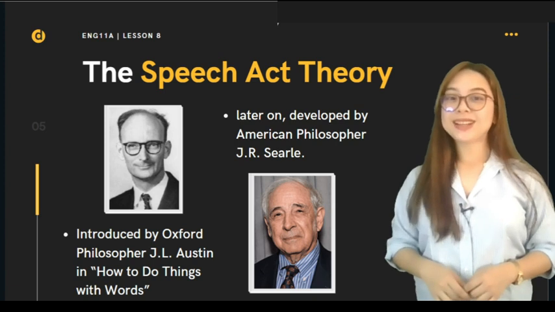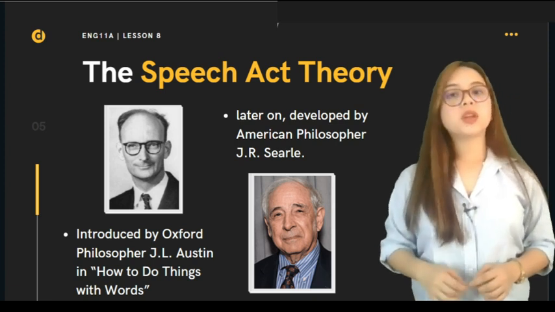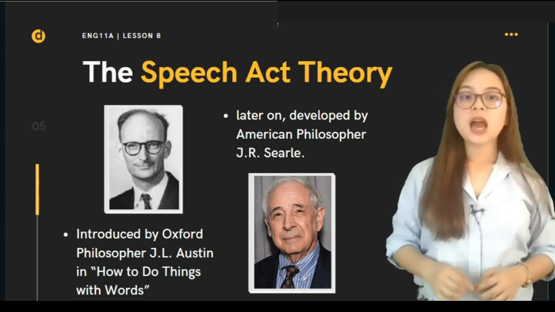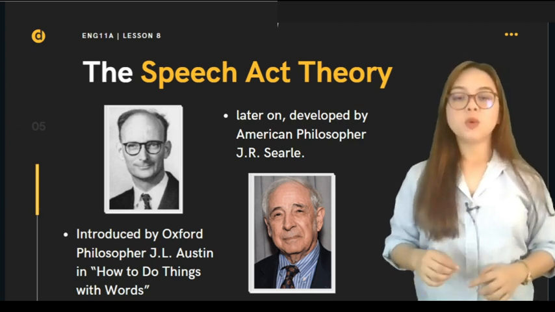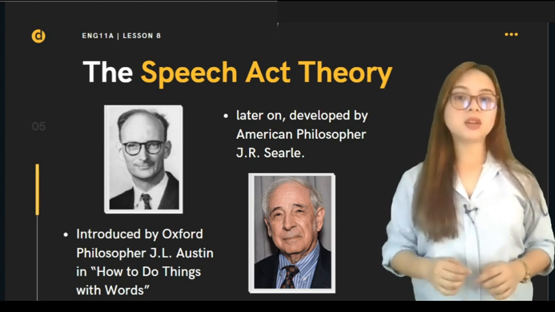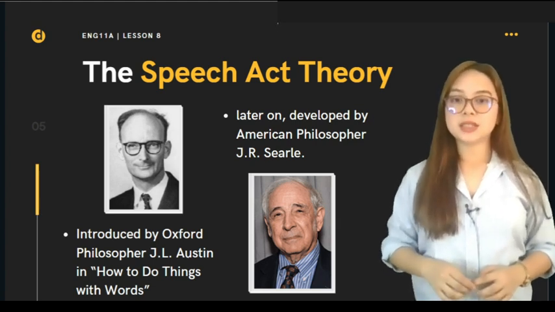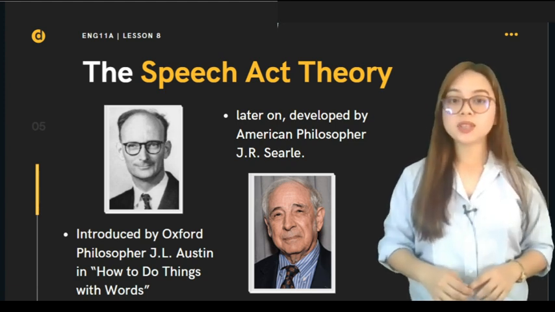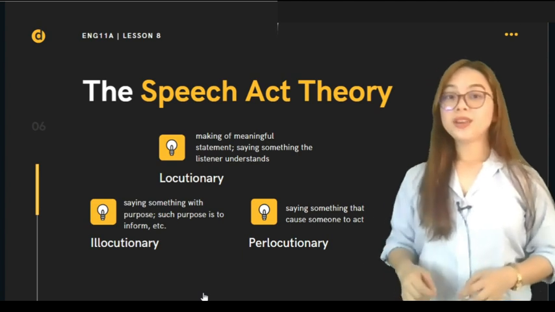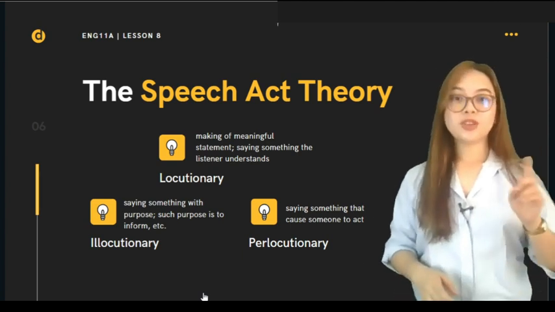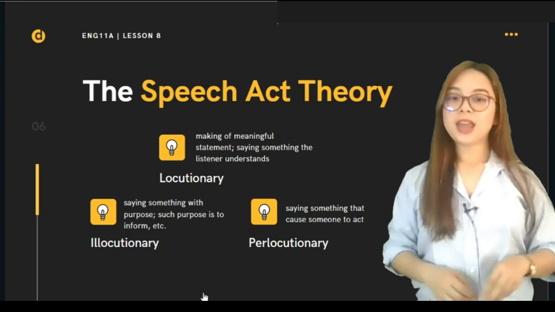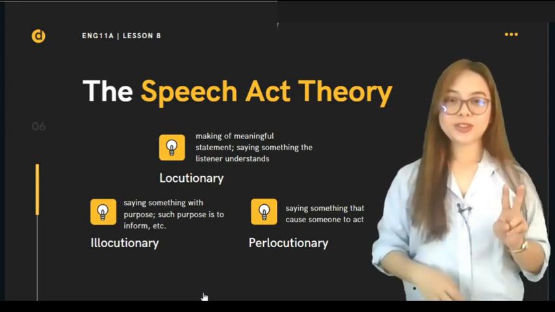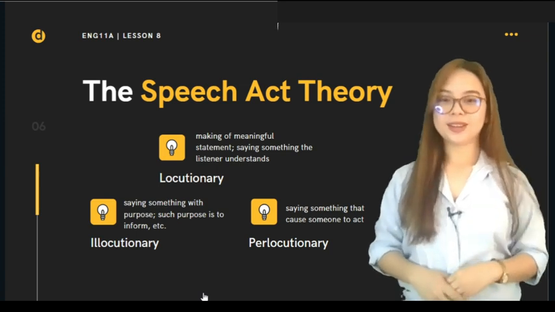Proceeding to the speech act theory. The speech act theory was introduced by Oxford philosopher J.L. Austin in How to Do Things with Words, which was later on developed by American philosopher J.R. Searle. The speech act theory considered three levels or components of utterances. And what are these utterances? We have locutionary, illocutionary, and perlocutionary.